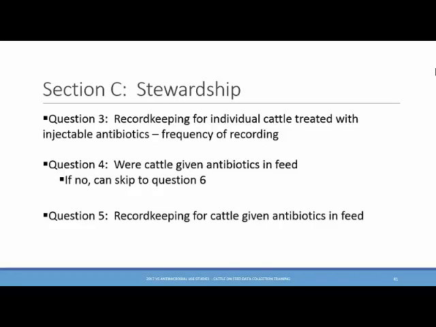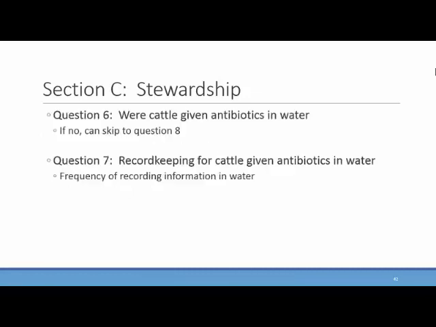So do they record the date the antibiotic use began? Do they record the date the antibiotic use ended? Do they record the antibiotic used and the withdrawal period? So I think that's pretty self-explanatory. Going on to question 6, we have the same process for antibiotics given in water. Were any of the steers and heifers given antibiotics in water? If not, then you can skip to question 8.